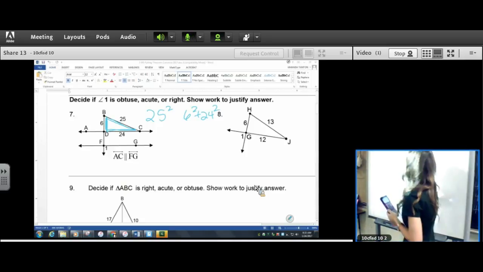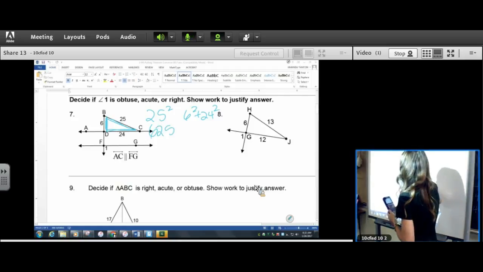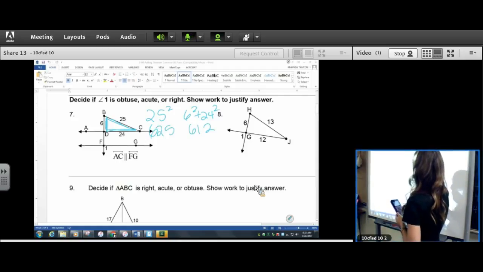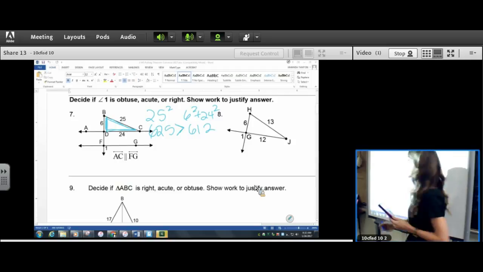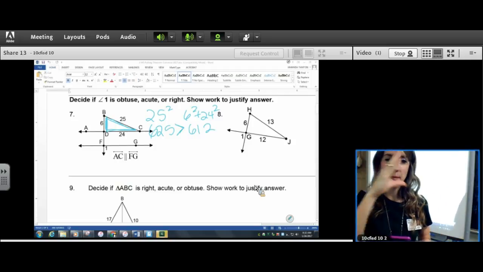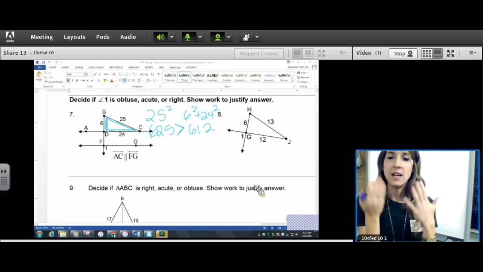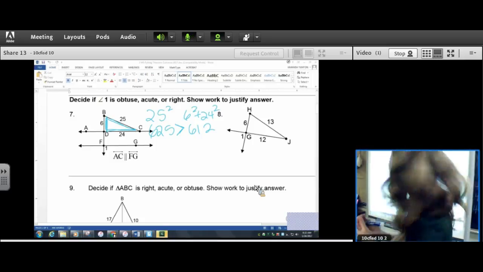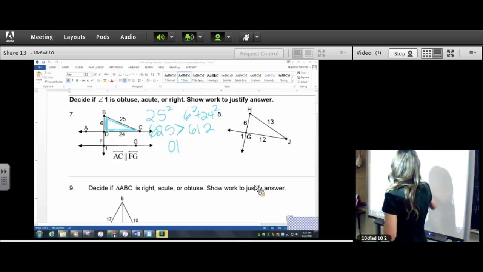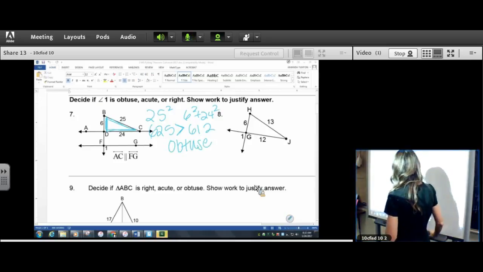So we've got 625 and 612. The inequality is hungry, and it eats the bigger number, so it's eating 625. And now we read what symbol that is. That is a greater than symbol. Greater than. Meaning that that is an obtuse triangle.